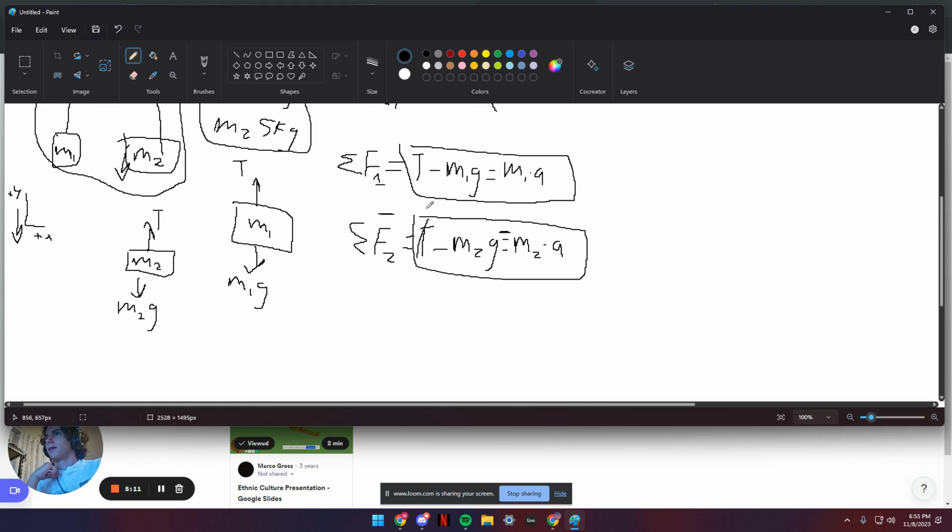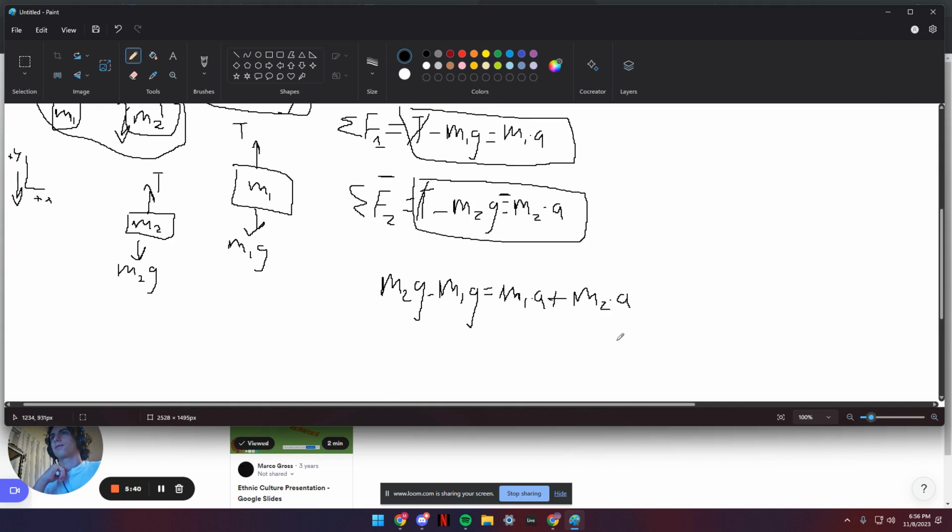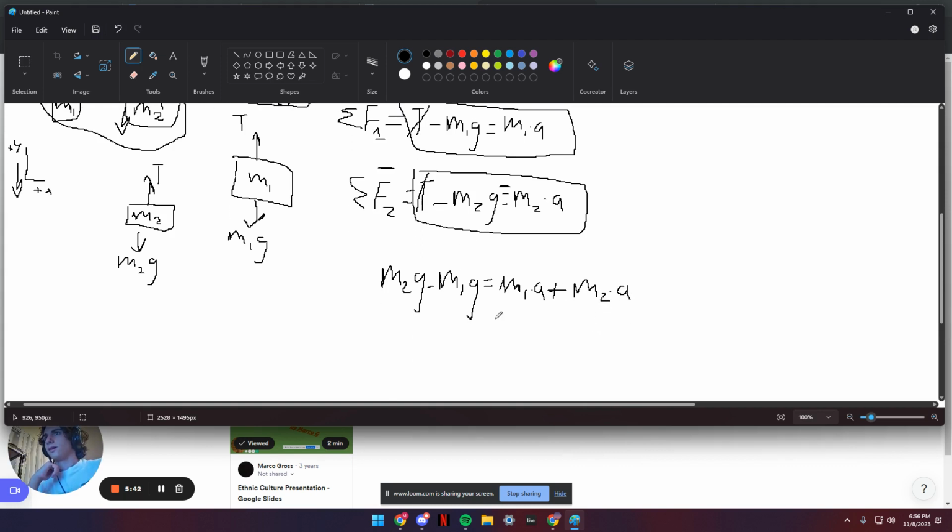The tensions cancel out. We can immediately do that. Negative m2g is going to be positive m2g. And then we keep this, mass 1g equals, we keep this again, mass 1 times a, and we subtract another negative, so it's going to be plus mass 2 times a. So this is our equation right now.